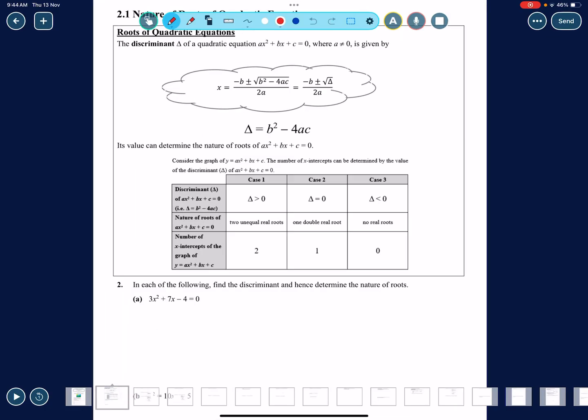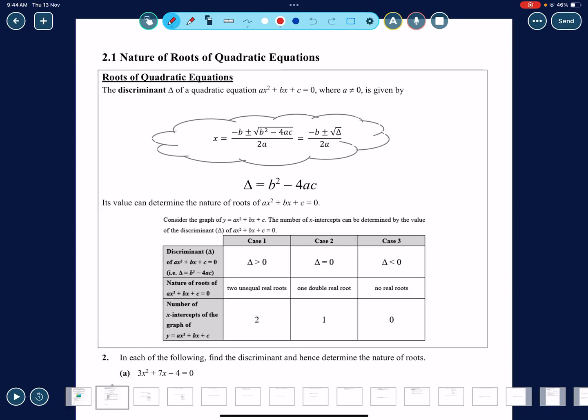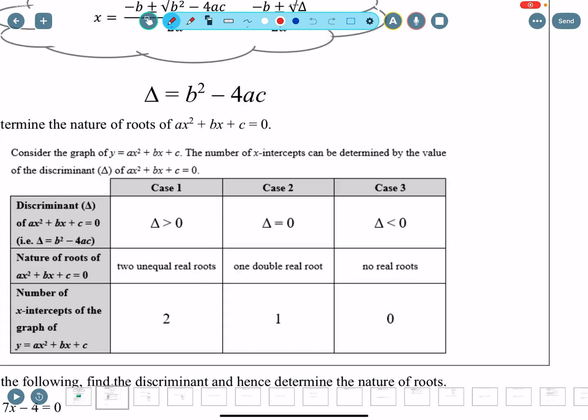Hi everyone, this is a chapter on talking about the number of roots for the first part and imaginary roots on the second part. So for this video, I'll be talking about the nature of roots. In other words, how many x-intercepts or roots are there in a quadratic equation. There are three cases.